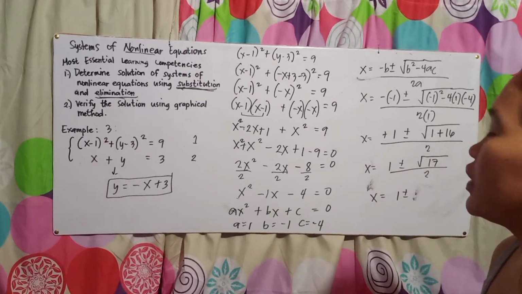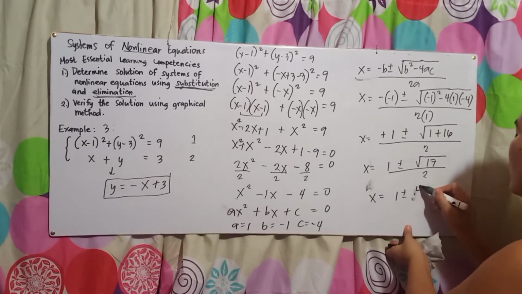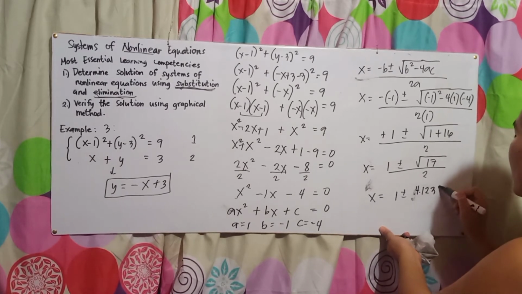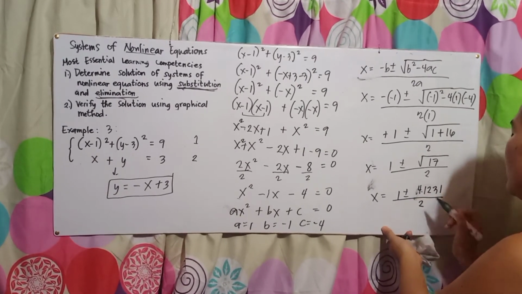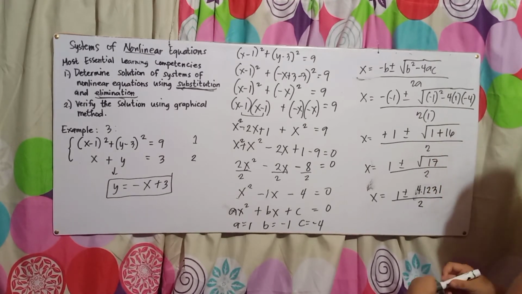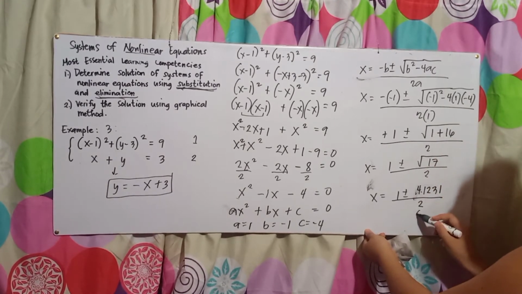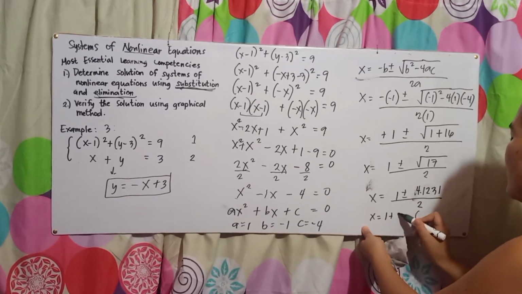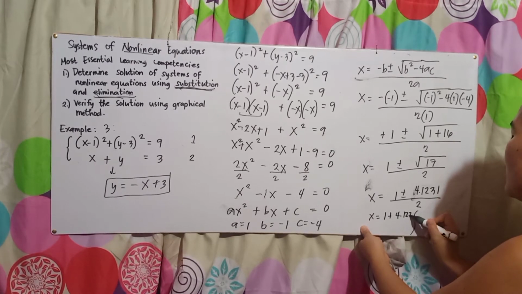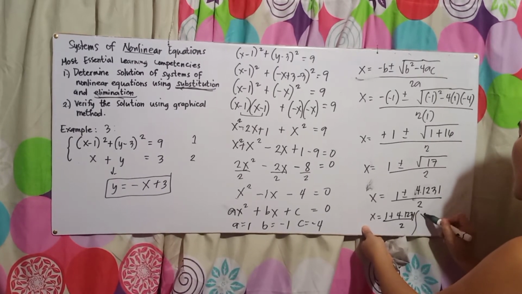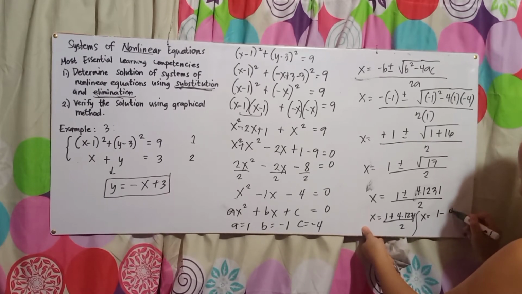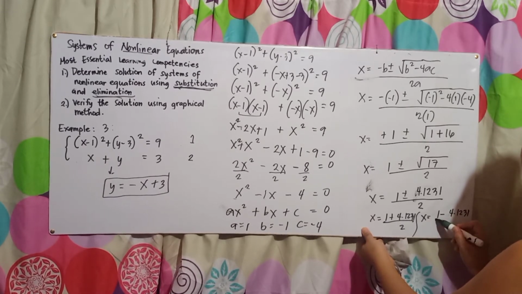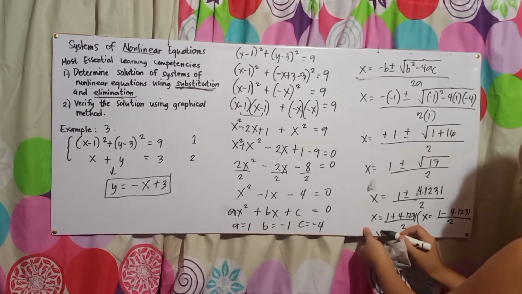4.1231. 4.1231 over 2. So, ang value sa x, duha. Ang isa, x equals 1 plus 4.1231 over 2. Ang isa, 1 minus 4.1231 over 2.